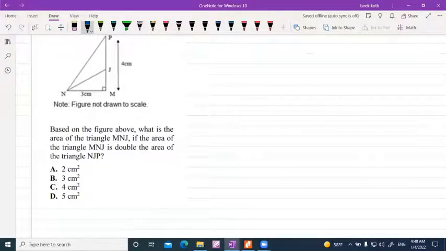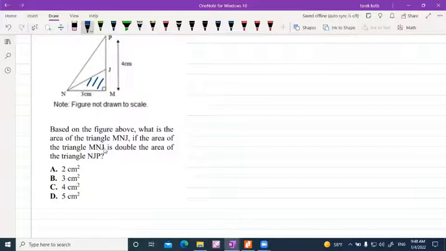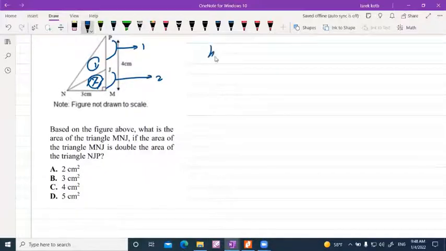Number 10. Based on the figure above, what is the area of the triangle MNG, the small one? What's the area of this triangle? If the area of the triangle MNG is double the area of the triangle NGB, this one. This area is double this, means this two and this one. Since they have the same base, the height here should be double this height. Okay? That means that if this is 2, this will be 1.